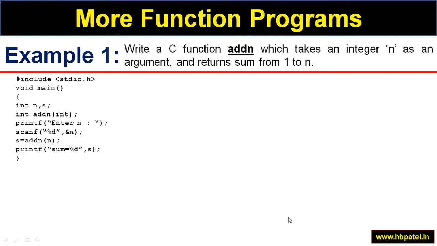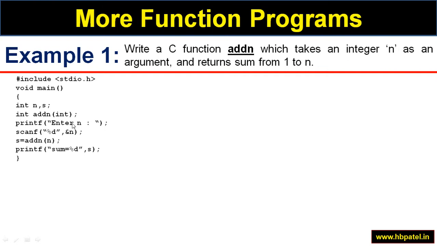So this is the main function. We have n and the summation, that is s. So two variables are declared, integer. Add n is the declaration of the function. Add n is the name. I'll be passing n as integer and I'll be returning an answer. So how do I read this function? Add n is a function with one argument integer and with one return value integer.